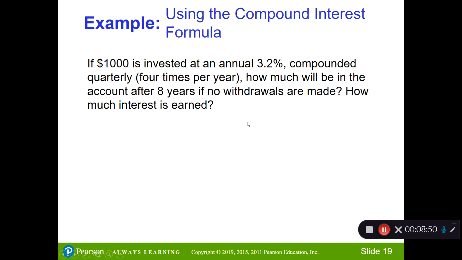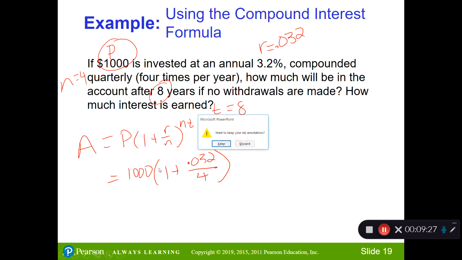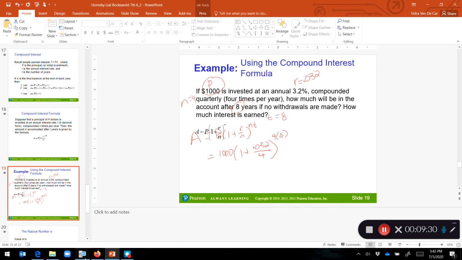If $1,000, okay, that's the P, is invested at an annual 3.2%, so r, we would change that to a decimal, 0.032, compounded quarterly, so that n is 4. How much will be in the account after 8 years, so t is 8, if no withdrawals are made? So our formula was A equals P times 1 plus r over n to the nt. So that's 1,000 times 1 plus 0.032 over 4 to the 4 times 8. So to evaluate that, we're going to plug that directly into our calculator.